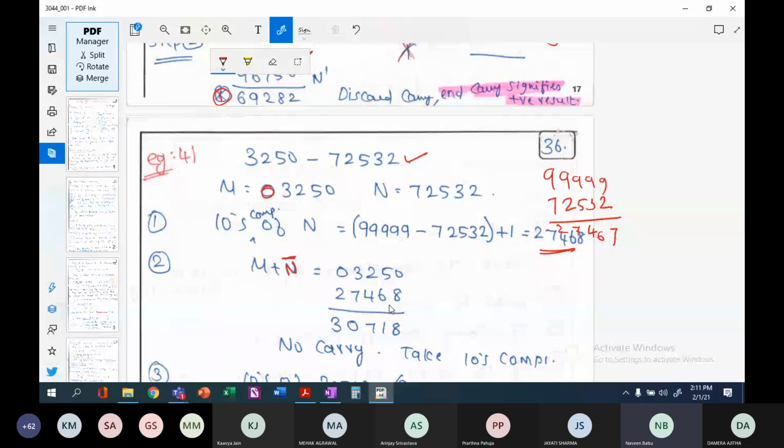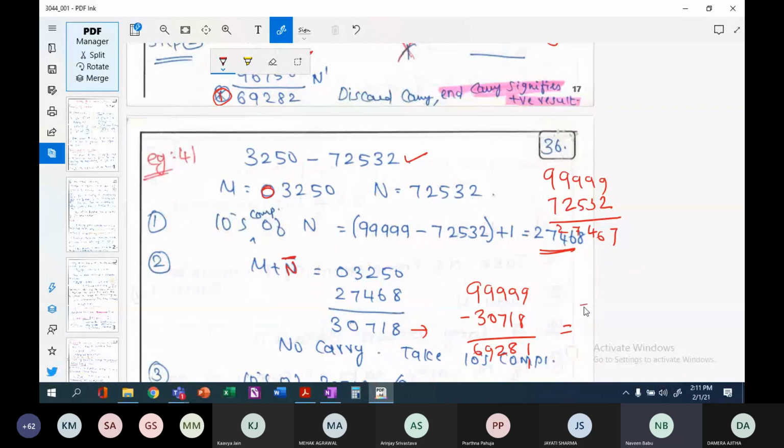Please note here there is no carry. If there is no carry, then you have to further take the tens complement of the answer. So since there is no carry, what is the tens complement of this number? I will take the 9's complement and add 1 to it. 99999 minus 30718 is 69281, and I add 1 to it.